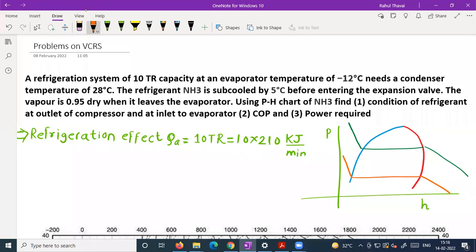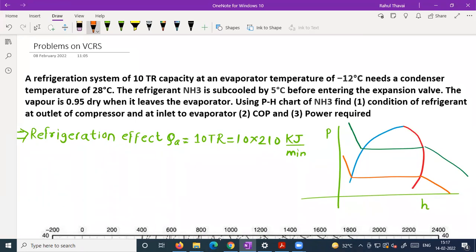Try to understand, we are plotting a pH diagram. We will have some processes like this, and along these lines, temperature is constant. In a pH diagram, if you have a horizontal line, the pressure is constant. But if you have a line like this green line, or you can mark this as an orange color line, along this line the temperature is constant, right?